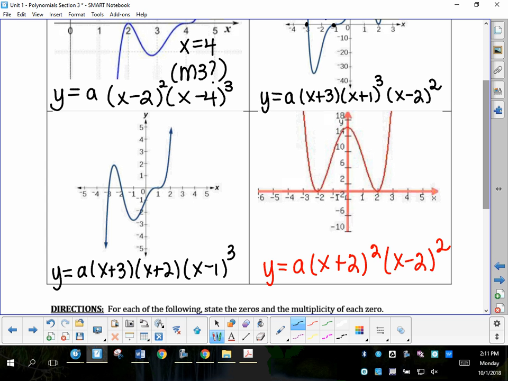Yeah, it's either the first or the third. Either one of those works. Questions on that? Why is there... See how it goes through this point here?